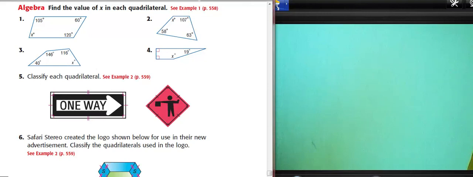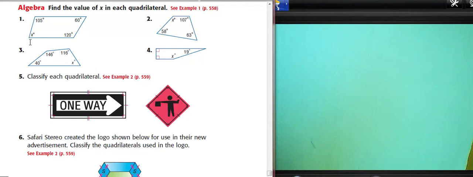Today we'll talk about quadrilaterals. We know the quadrilateral has four angles. The sum of these angles equals 360. Look at question number 1 on the left-hand side. We have a quadrilateral. We want to find the value of x.